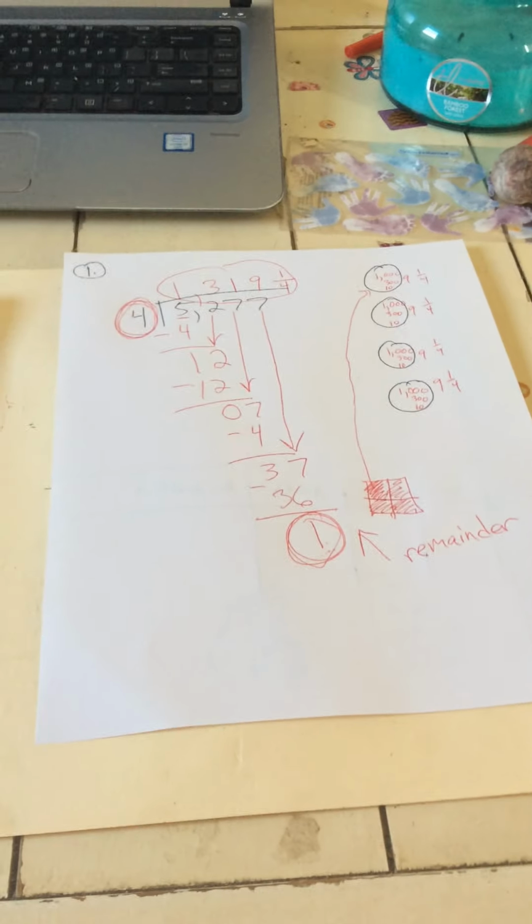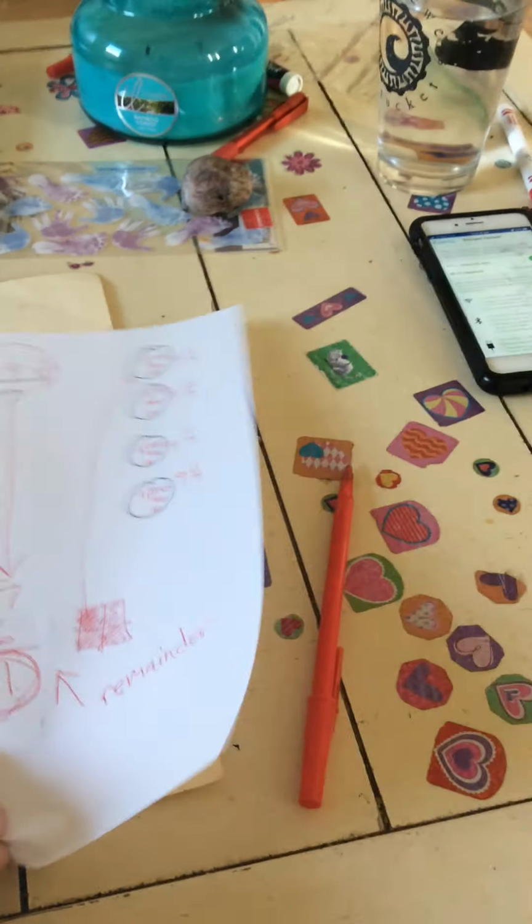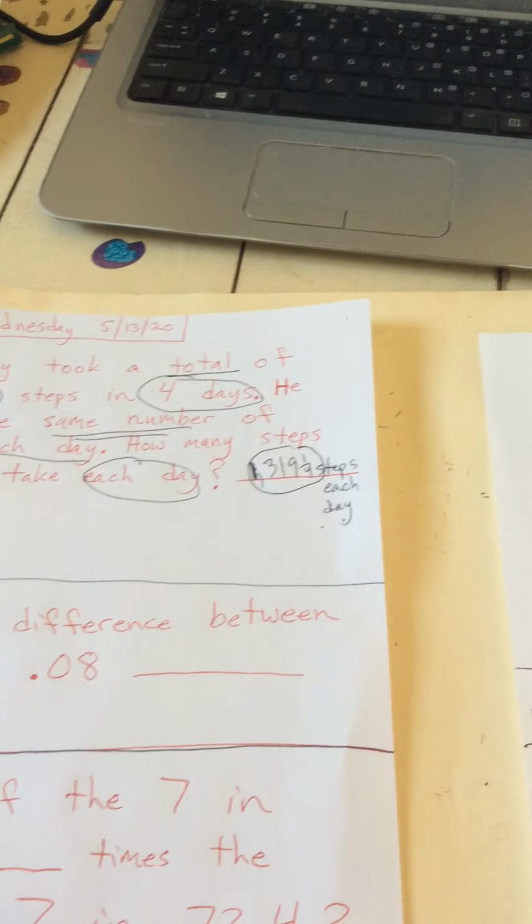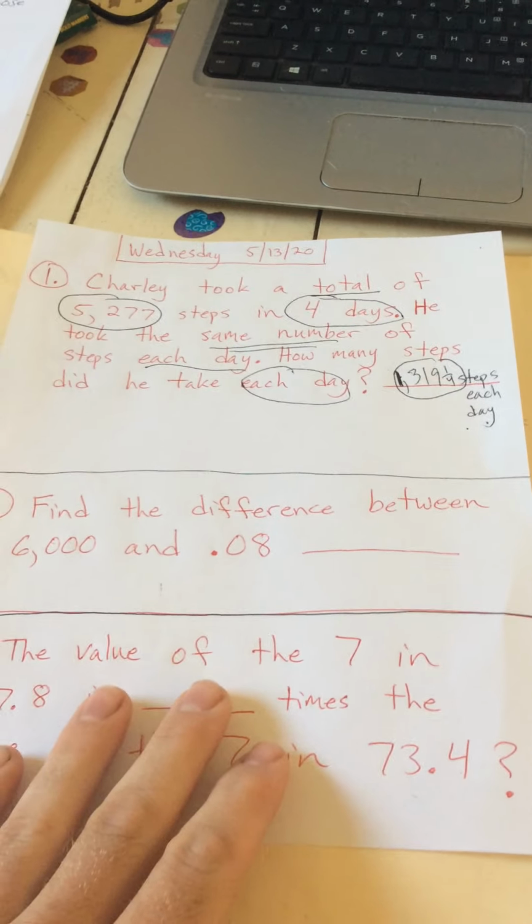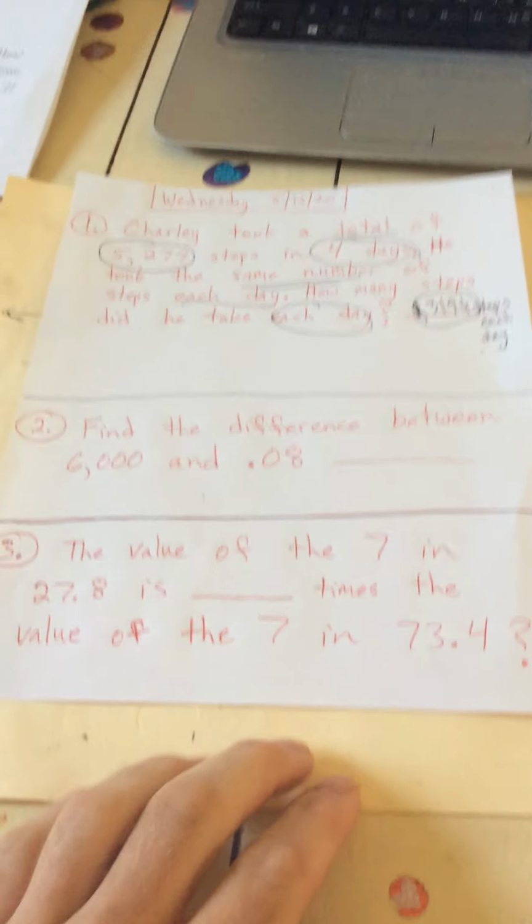Give yourself some snaps. That was pretty hard division. You guys are doing a great job with that, so keep up the good work. Okay, so 1,319 and 1/4 is the answer to how many steps Charlie took each day.